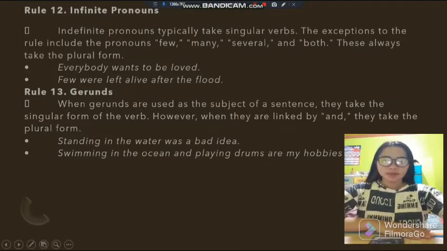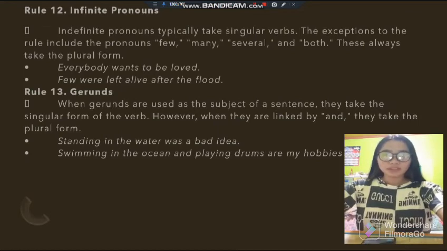Rule number 12. Indefinite pronouns. Indefinite pronouns typically take singular verbs. The exceptions include the pronouns few, many, several, and both. These always take the plural form. Example, everybody wants to be loved. Few were left alive after the flood.